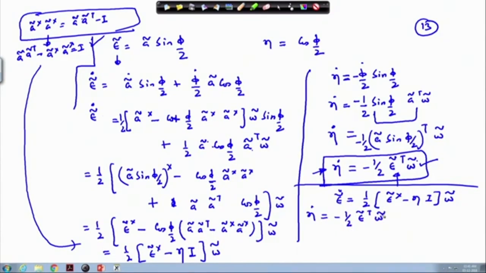So, if you are working with the quaternions or either the Euler parameters, you will be using these two equations to propagate the system kinematics, means the rotational kinematics. Okay. So, omega will be known to you, and this omega also enters into the dynamics of the system. Okay.